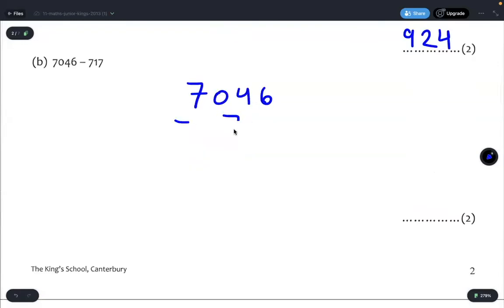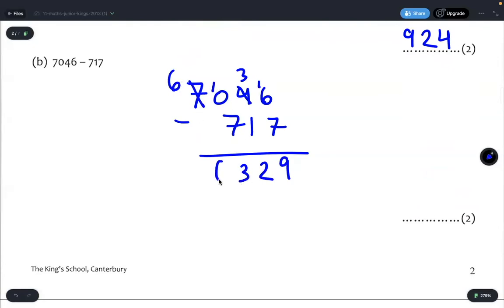Then 7,046 take away 717. So 6 take away 7 we can't do. This 4 becomes a 3, this becomes 16. 16 take away 7 is 9, 3 take away 1 is 2. 0 take away 7 we can't do, so this becomes 6, this becomes 10. 10 take away 7 is 3, and 6 take away nothing is 6. So this is 6329.